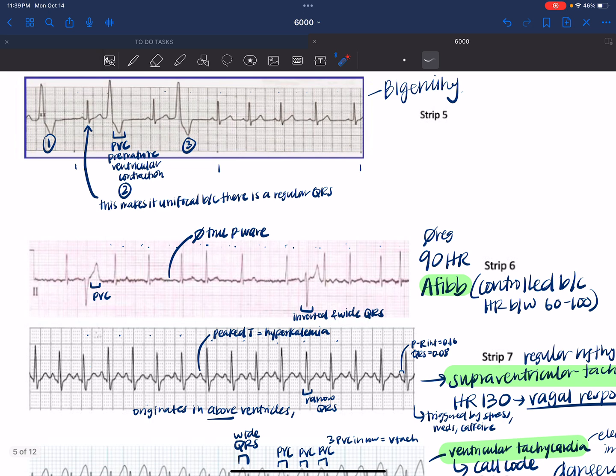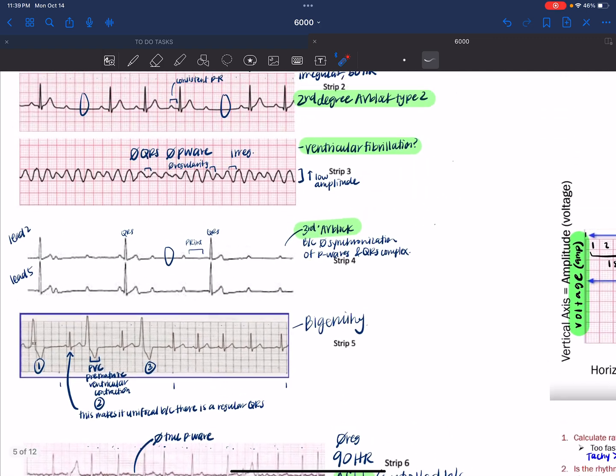I'll look for AFib now. AFib has to be between 60 to 100 to be controlled. It's irregularly irregular, and there's no true P wave, just like A flutter. You'll see premature ventricular contractions, inverted wide QRSs. A wide QRS is more than 0.12. PVC, premature ventricular contractions.